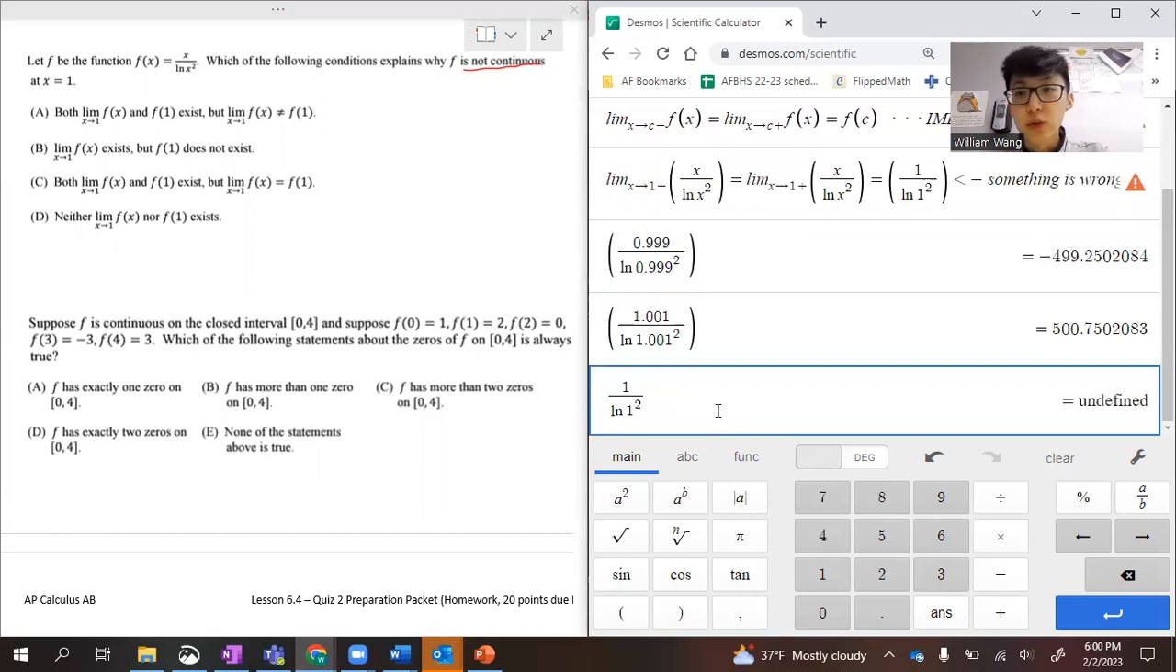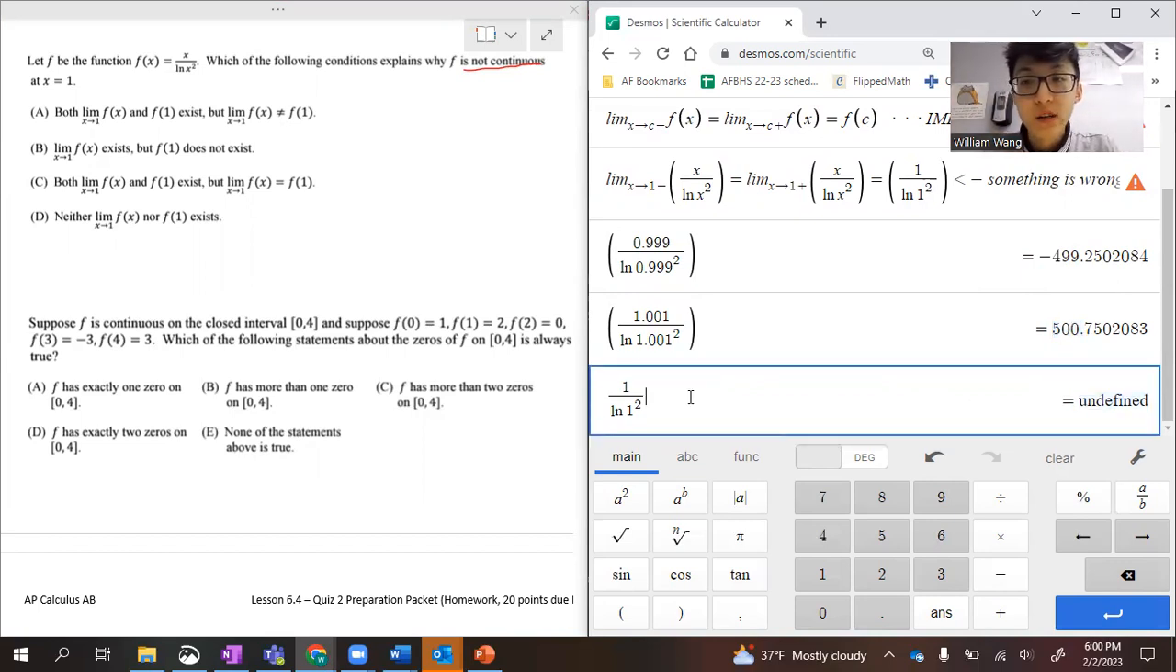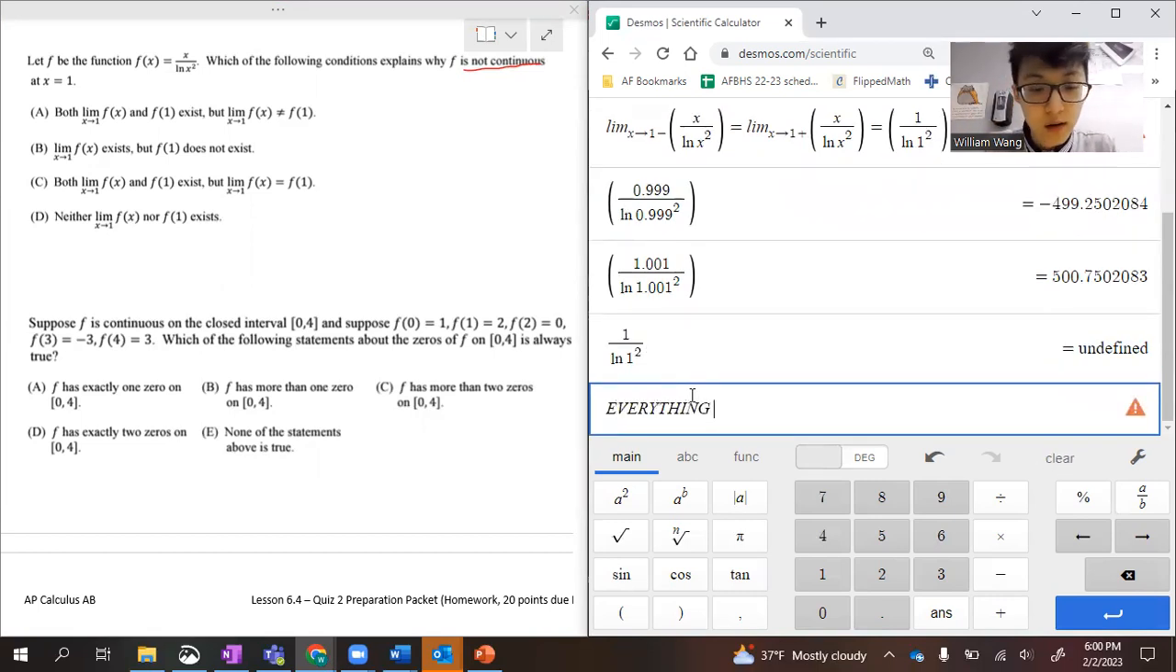Finally, 1 divided by natural log of just 1 squared. This is exactly at 1. Okay, so let's see what's wrong. Well, from the left, it's negative 499, so it's probably going to negative infinity. From the right, it's going to positive infinity because it's going to 500. And the exact value is literally undefined because this is a divide by zero error. So nothing is equal to each other. Everything is wrong.